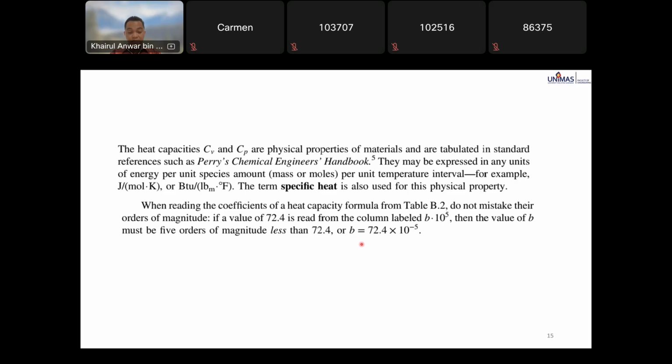If you refer to Table B2, acetone there, you refer to column A times 10 to the power of 3. So the actual value for A is 123 times 10 to the power of negative 3. So you bring that 10 to the power of 3 to the left hand side, then you get 10 to the power of negative 3. Because when you bring it across, it becomes division, and the division is actually negative 3.